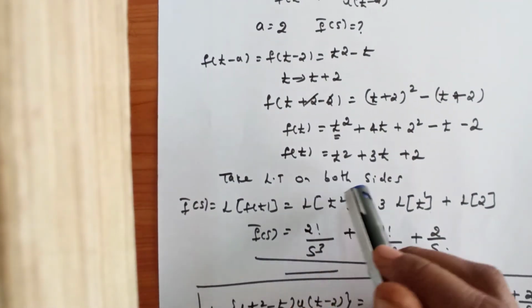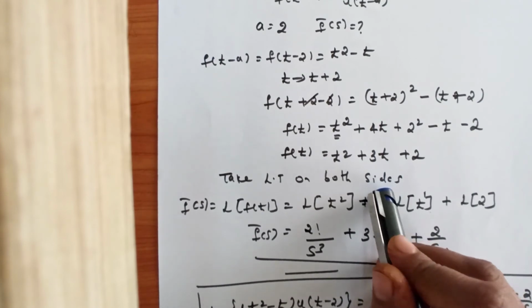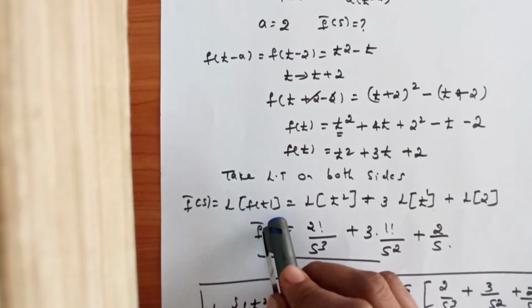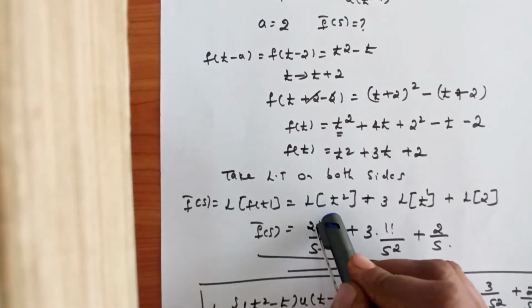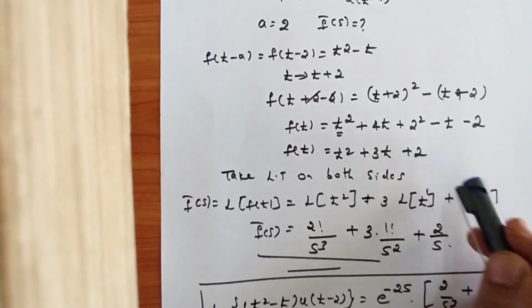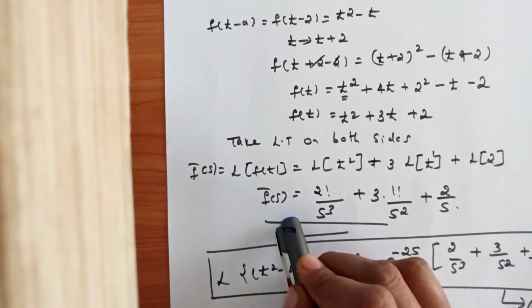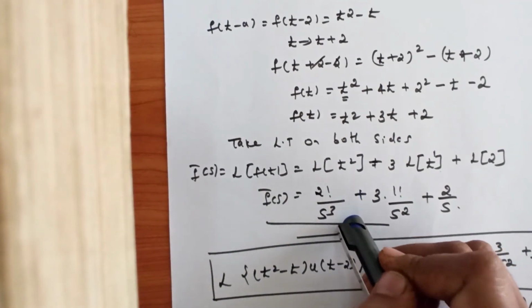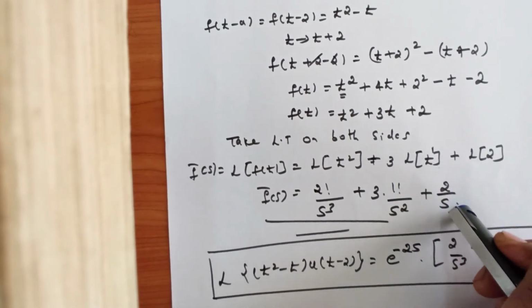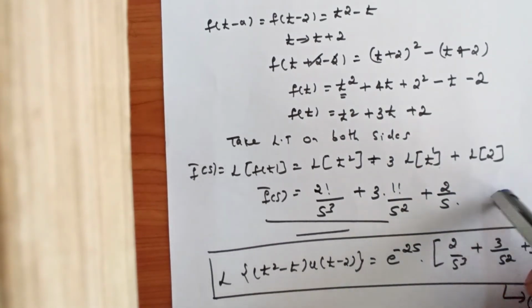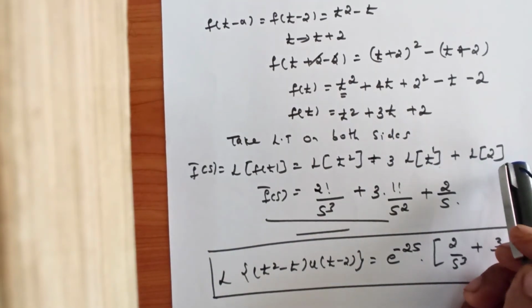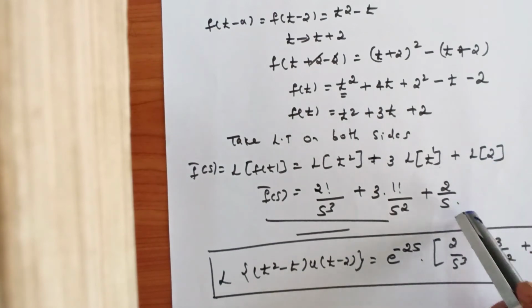So now let us take Laplace transform on both sides. Okay. So therefore f bar of s will be equals to Laplace transform of f of t, which will be equals to Laplace transform of t square plus 3 into Laplace transform of t plus Laplace transform of 2. So therefore f bar of s will be equals to 2 factorial by s cube plus 3 into 1 factorial by s square plus 2 by s. By using the formulas of Laplace transform, we can find the Laplace transform of t square, t power of 1, and the Laplace transform of a constant 2 is given by 2 by s.